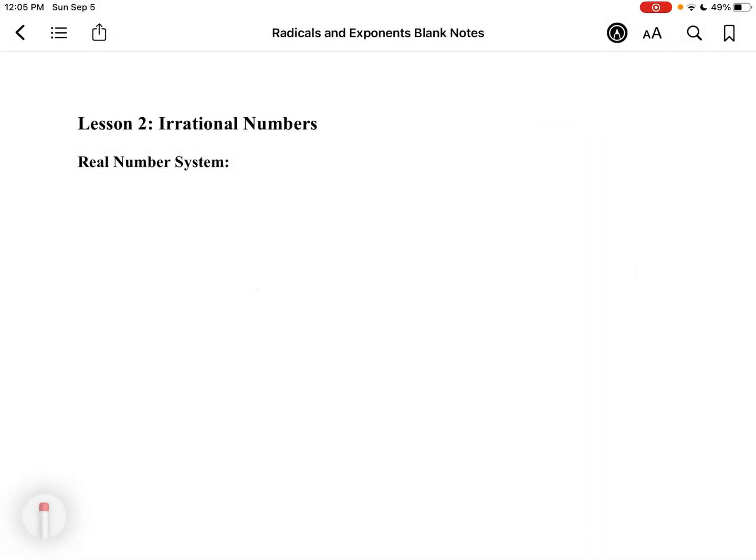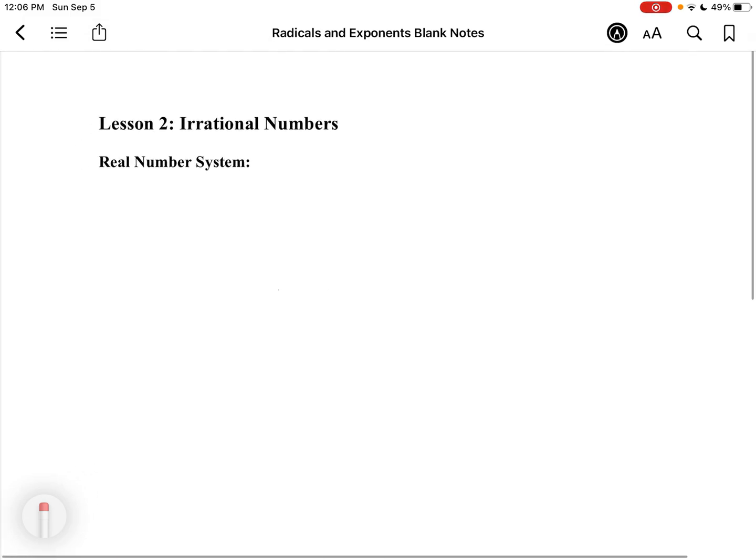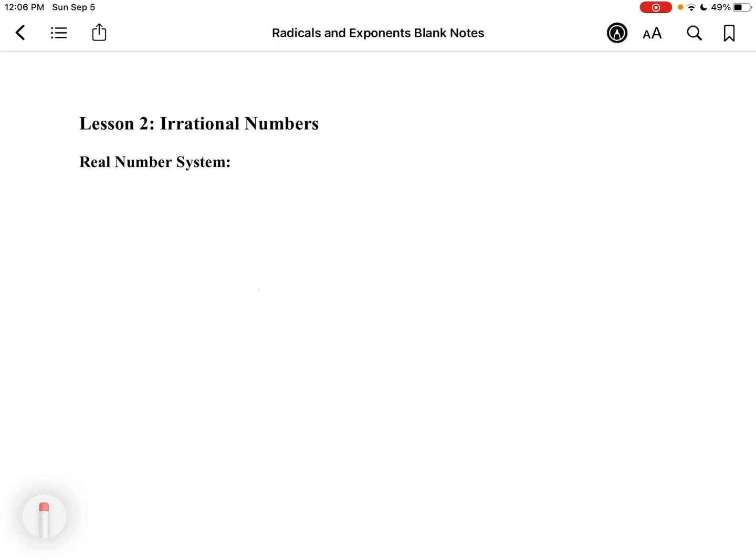Hi everyone. So we're going to talk today about irrational numbers, and more broadly we're going to talk about the real number system. So we're on lesson 2, page 4 of your notes. So please make sure that you have those out and just fill them in as we go along.